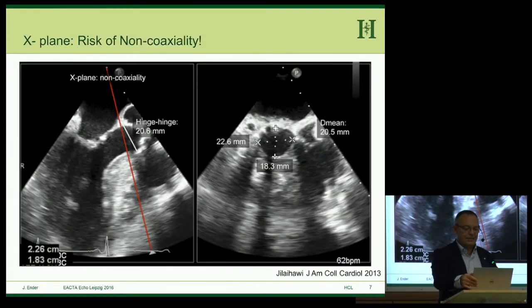Jörg Ender has mentioned that using X-plane is a possibility. Yes, it is. But remember that you have a risk of non-coaxiality. So if this would be your plane, the red one, then it's the same with that short axis I have shown you, transgastric. You will not measure the correct diameter. So you have to be sure that you measure the left ventricular outflow tract in that plane. You have to adjust your 2D image, if you use X-plane, so that you have your aortic annulus horizontal, and then you can use the X-plane.